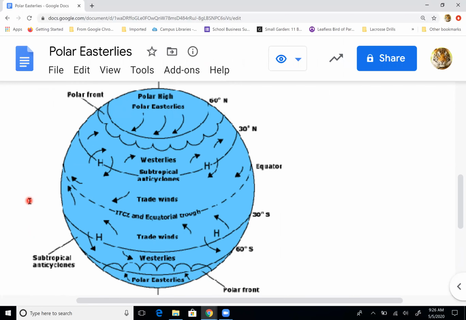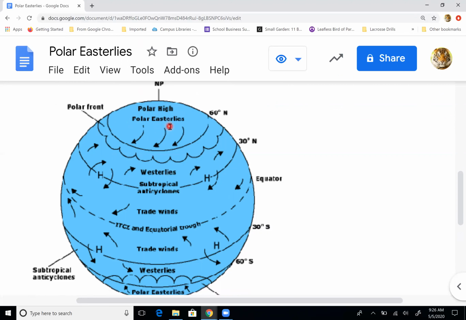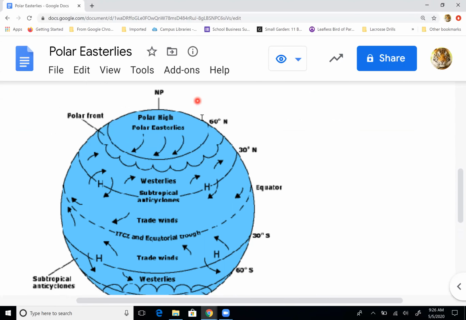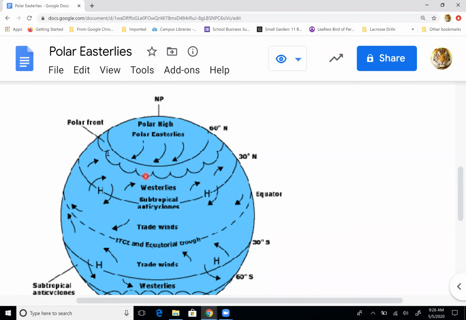Because of the way they move, as you know, the poles are very cold because of differential heating. This area of the Earth, from 60 to 90, receives the least amount of sun because there's a lot of surface area, and the rays of the sun are not concentrated; they're dissipated. So there's less sun, and so it's colder. And it's a dry area.